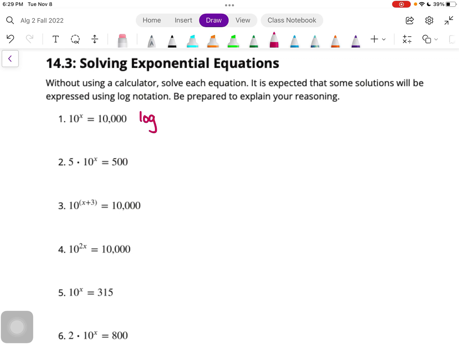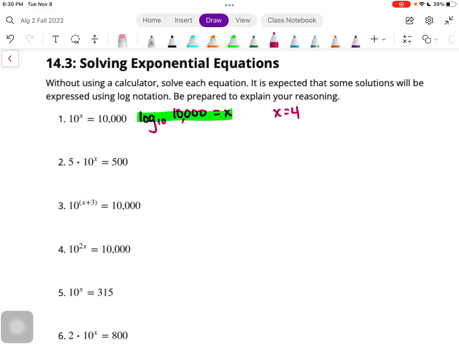If you want to, log base 10 of 10,000 is equal to x. You don't have to do that. Just look at, okay, 10 to what power is 10,000, so x is going to equal 4. Again, you don't have to do this piece. It's not necessary.